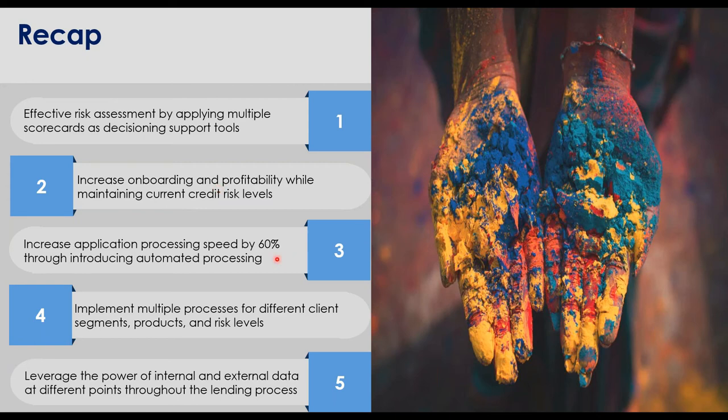Point number three is very, very difficult. For this, you need to really know what the turnaround time is today, by looking at the timestamp of when the first application came in, what you did in the middle, and then to your disbursal. So we recommend that you improve the turnaround time by at least 60%, at least, by automating multiple things that you're doing.